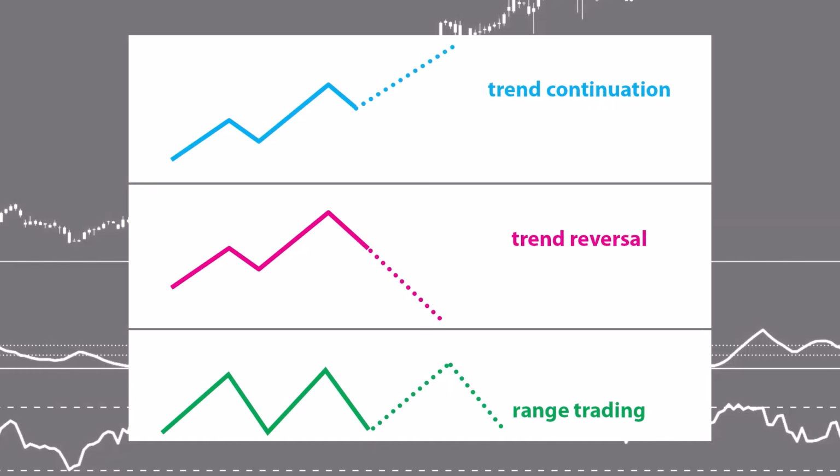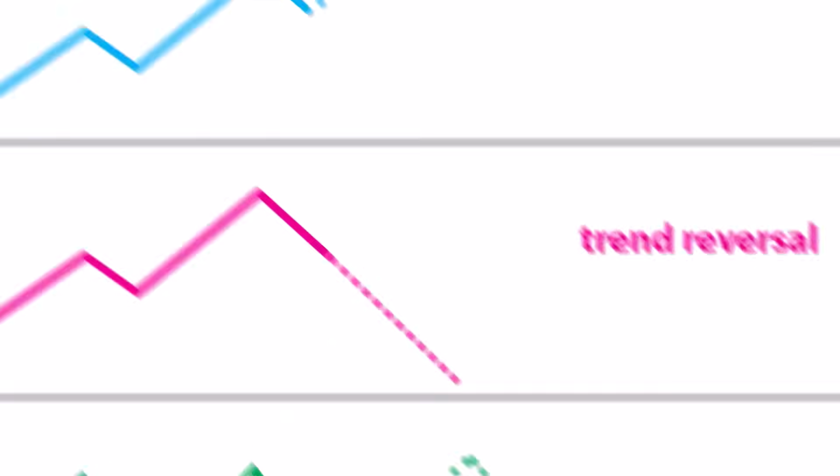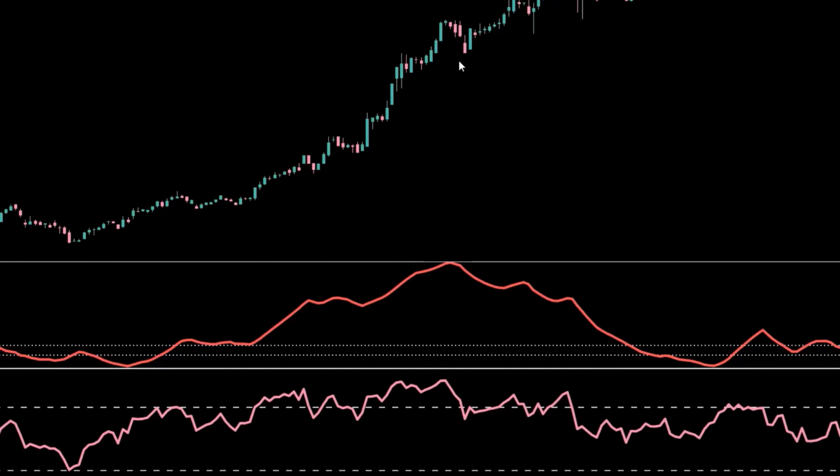In trading, there are generally three types of strategies: trend continuation, trend reversal, and range trading. I have a separate video where I explain this concept in detail. If you want to understand the bigger picture, I highly recommend watching it. The link is in the description. Now let's return to our lesson.